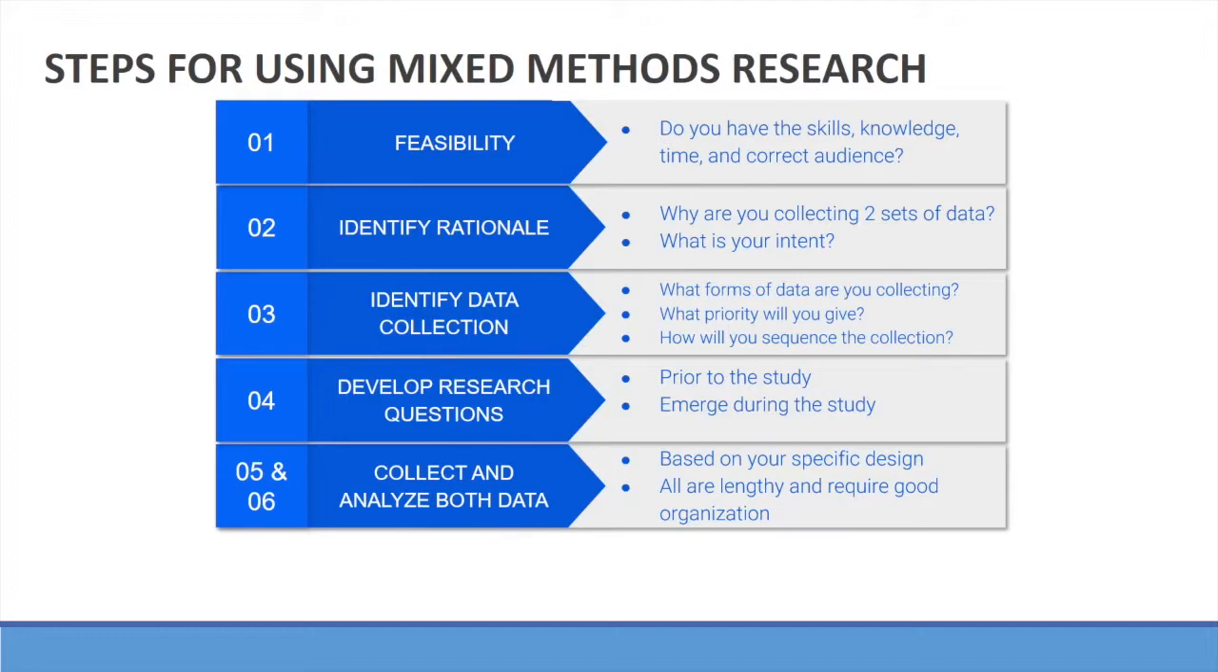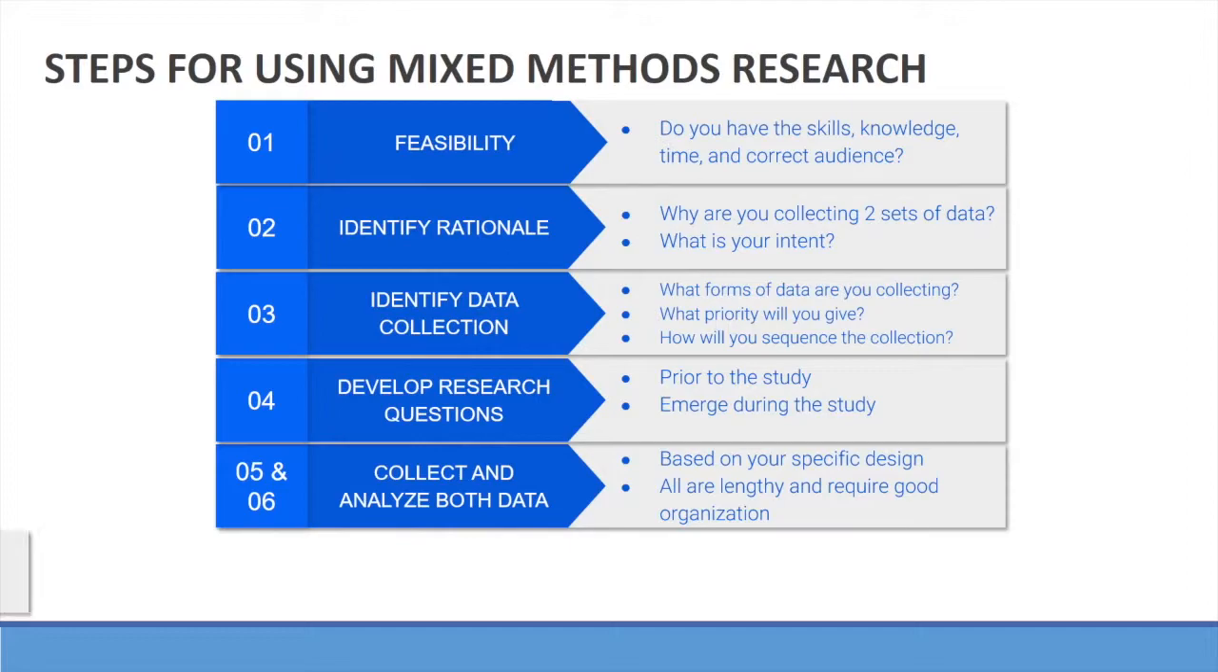The 6th step in a mixed method study is to analyze the 2 sets of data. If performing an explanatory or exploratory design, the data will be analyzed separately from one another. If performing a convergent design, the data will be merged and integrated for analysis.